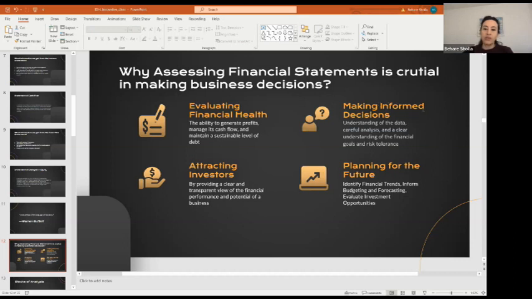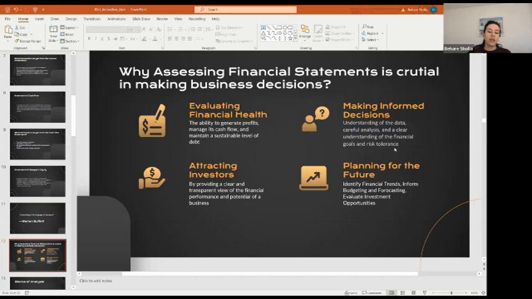Another important topic related to the financial statements is that we can make informed decisions based on the information that we get from them. So what does this mean? This means that the financial statements provide enough information so that we can analyze the financial goals and also the risk tolerance. So what is this risk tolerance? This is what I just mentioned.